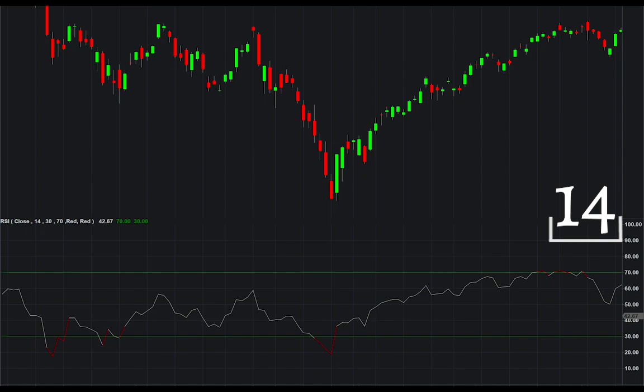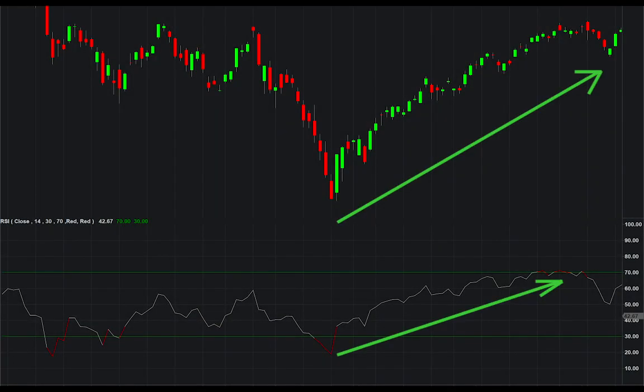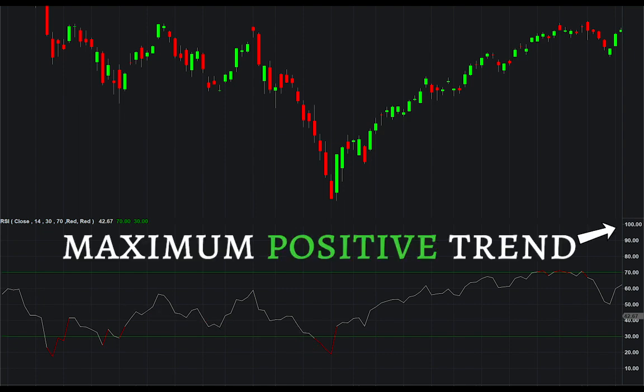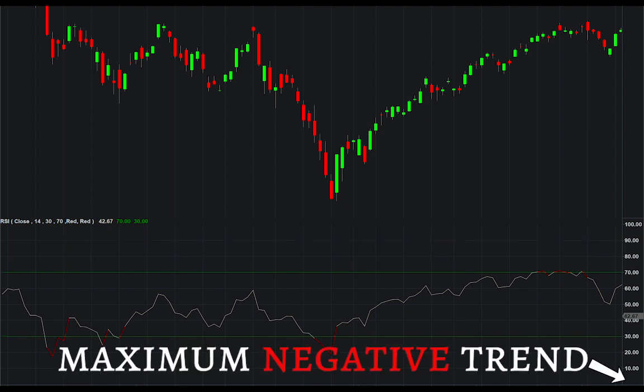your trading style. As you can see here, the RSI rises as the number and size of positive closes increase. Conversely, it falls as the number and size of losses increase. Values around 100 indicate a very strong positive trend, while values around 0 indicate a very strong negative trend.